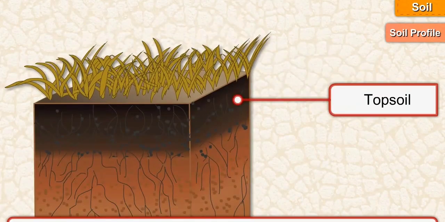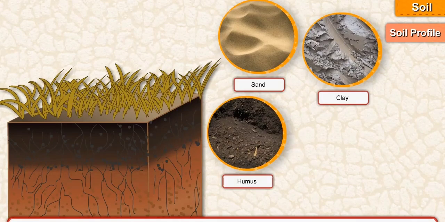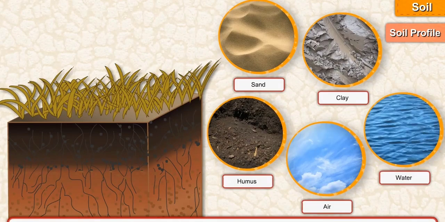The uppermost layer of the soil is called topsoil. It contains sand, clay, humus, air, and water. Humus provides essential nutrients to the plants for growth.